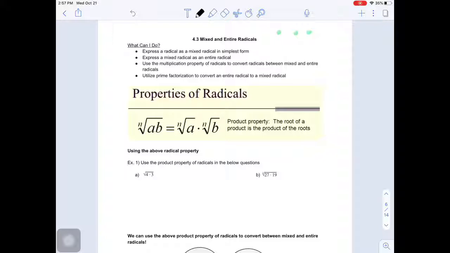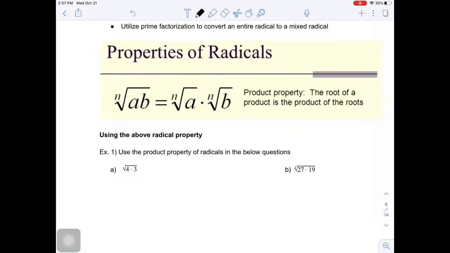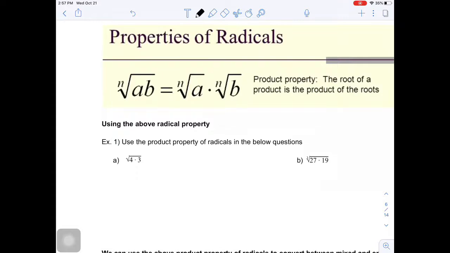So now we're on to 4.3, and this is all about mixed and entire radicals. This is an extremely important part, as I say every time, but this is a really important part of math because it goes into all of the other types of math. So trigonometry, you're really going to utilize this stuff. Pretty much lots of trig, but it also goes anytime you're dealing with any sort of square rooting, and you can imagine that's going to happen a lot.